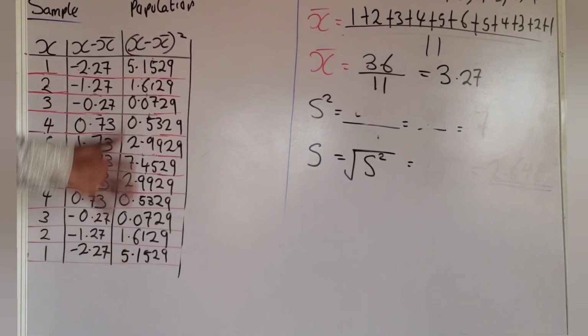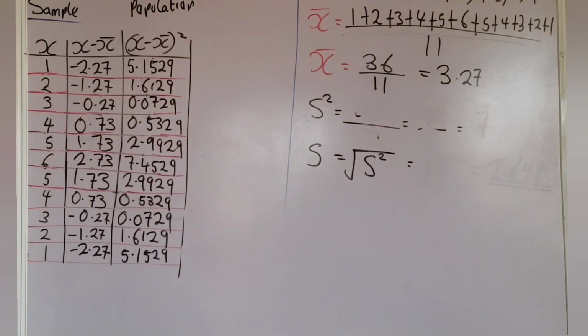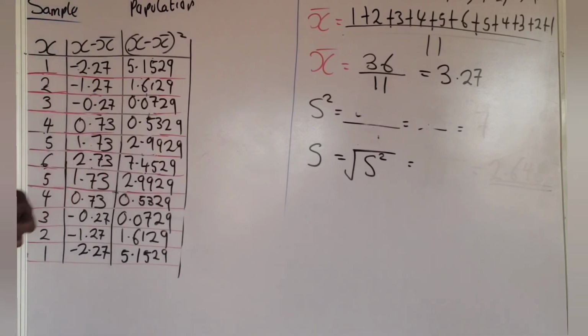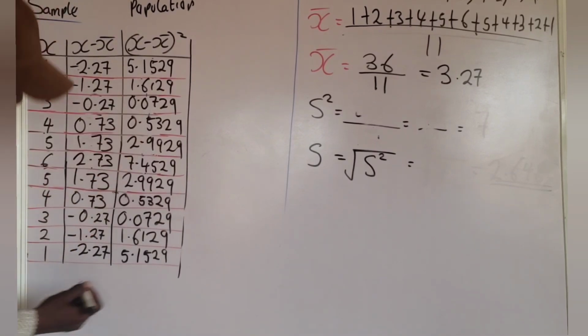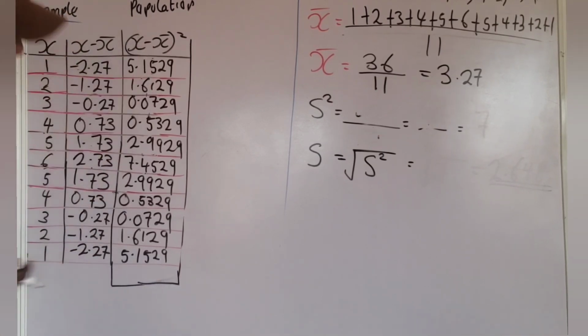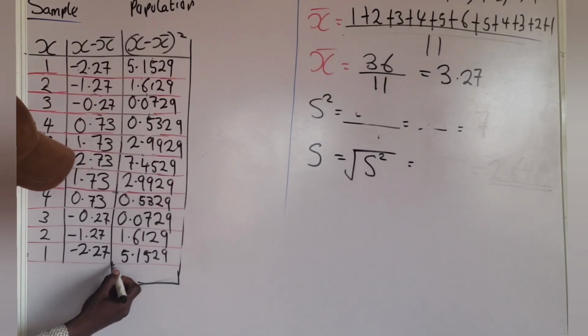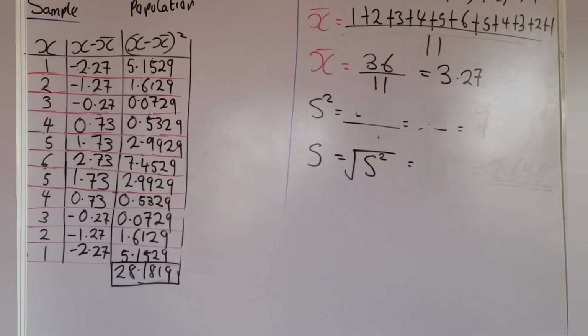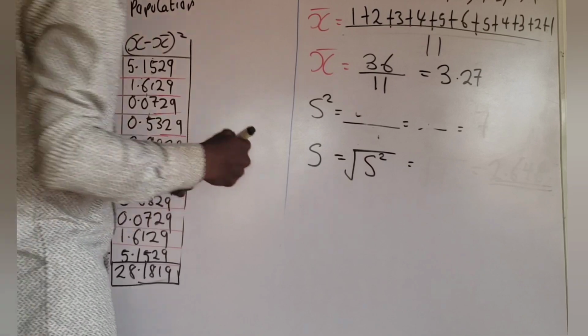Okay, now having gotten the square of the deviation, I still need the summation of the squares. You understand? Because from the variance formula, variance is equal to summation of x minus x bar squared all over n minus 1. So I'm going to sum all this together. If you sum all these values together, we are going to have 28.1819. Okay? So let's go back to our formula.